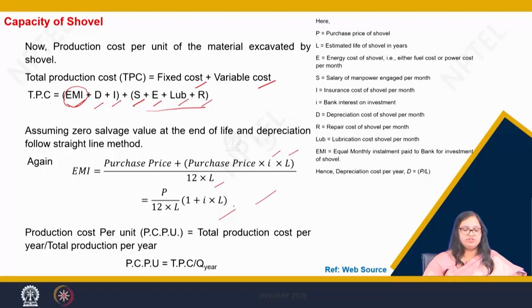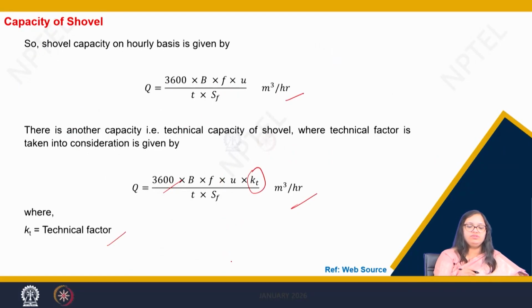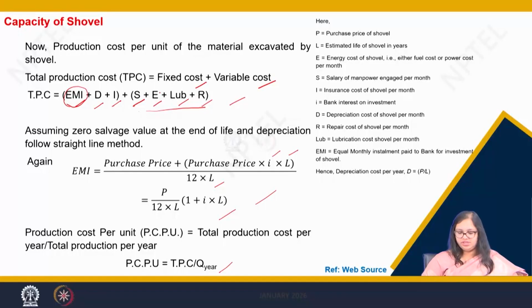Now, when I talk about the production cost per unit, what is it? It is total production cost per year divided by the total production per year. Now, total production cost we could find with this formula, and the total production per year we can find with Q year. So, this Q year we can find out using this formula, which is on hourly basis. We have to convert it into yearly basis, then only we get this Q year.